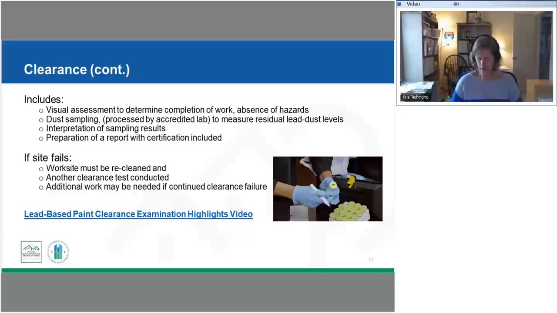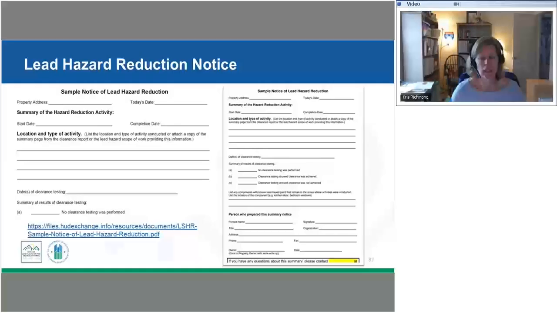This unit right now is not occupied because remember our tenant moved out, but if the tenant was still living there, we might have had to do some type of temporary relocation if it wasn't going to be safe for them to stay there, but we know that it's empty at this time. So this notice of lead hazard reduction activities is going to be provided to the owner. They're going to have that in their file, and then we have ongoing maintenance.